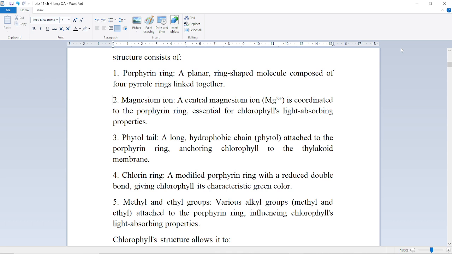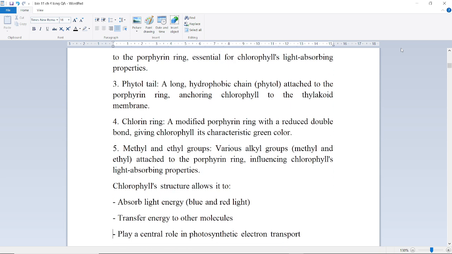Magnesium ion. A central magnesium ion, Mg2+, is coordinated to the porphyrin ring, essential for chlorophyll's light-absorbing properties. Phytol tail. A long hydrophobic chain, phytol, is attached to the porphyrin ring, anchoring chlorophyll to the thylakoid membrane. Chlorin ring. A modified porphyrin ring with a reduced double bond, giving chlorophyll its characteristic green color. Methyl and ethyl groups. Various alkyl groups, methyl and ethyl, attached to the porphyrin ring, influencing chlorophyll's light-absorbing properties.